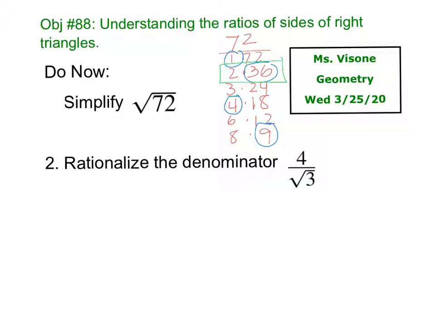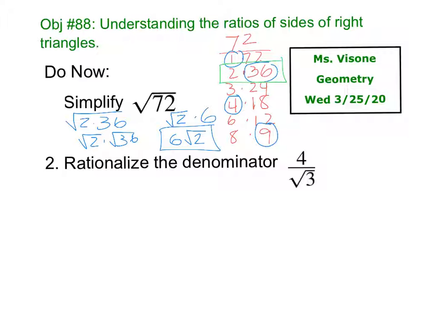So I'm going to rewrite 72 as 2 times 36, root 2 times root 36. Now I don't know the square root of 2. It's some weird decimal, so I'm going to leave it. But I do know the square root of 36. The square root of 36 is 6. And then to make it look nicer, we're going to put that 6 in front. And that is our simplified answer.